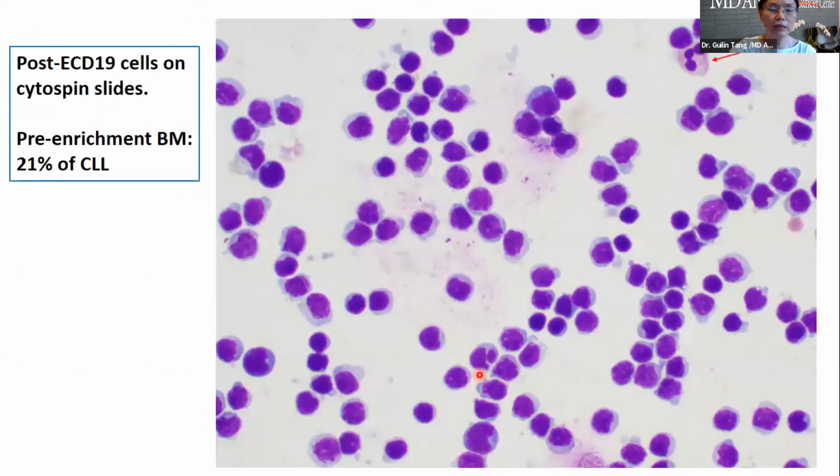This shows you one example of the enrichment. Before the enrichment, the CLL cells were 21%, but after the enrichment, I think it's greater than 95%. In the whole field, we see only one neutrophil. All of the rest are lymphocytes.